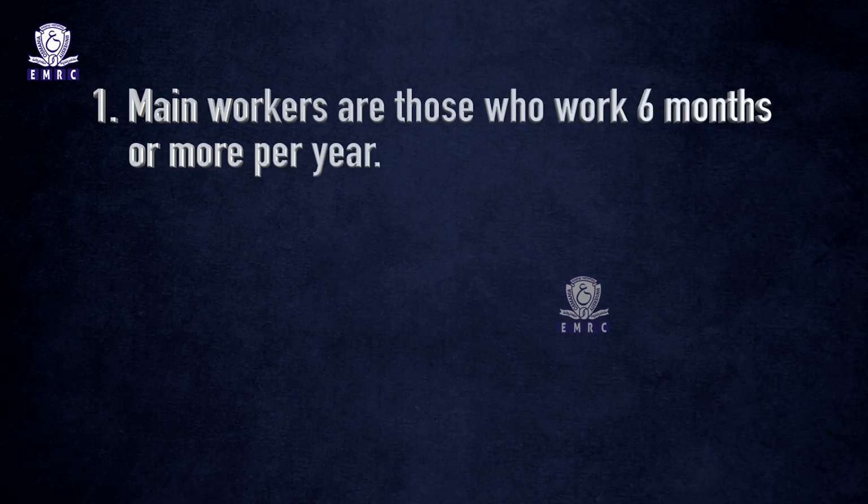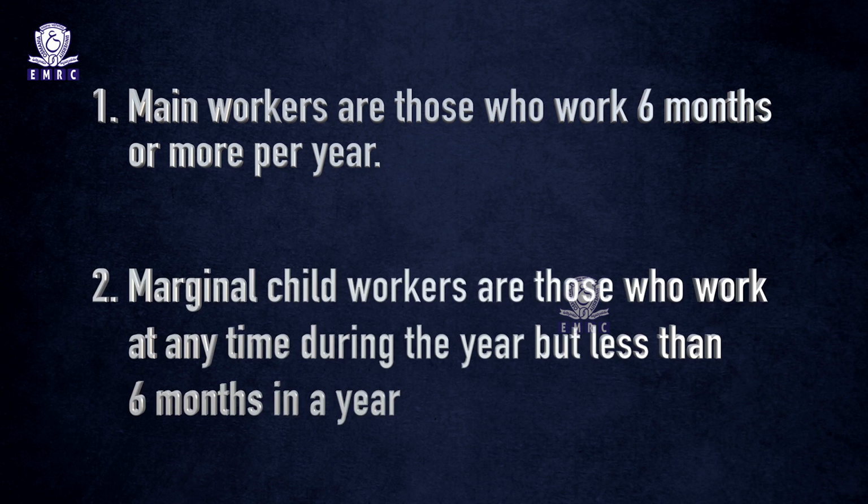Indian government classifies child laborers into two groups. Main workers are those who work 6 months or more per year, and marginal child workers are those who work at any time during the year but less than 6 months in a year. Some child rights activists argue that child labor must include every child who is not in school because he or she is a hidden child worker.